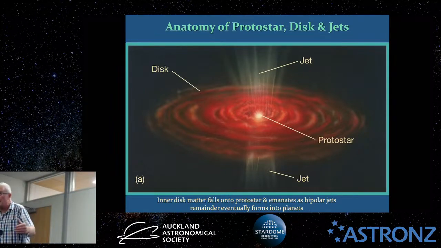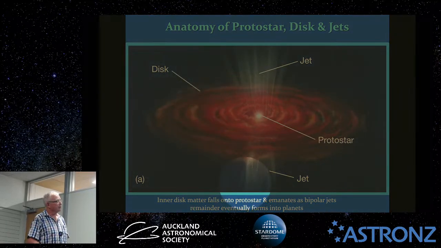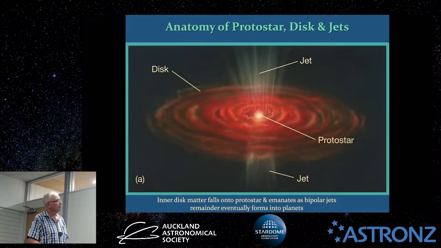Often it refers to what stage you're along. At this stage it's probably more appropriate to call it an accretion disk because its prime purpose is to accrete mass onto it and then put it onto the protostar. But there's your jets coming out there as well.